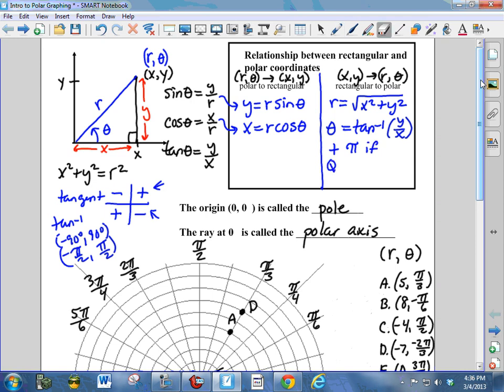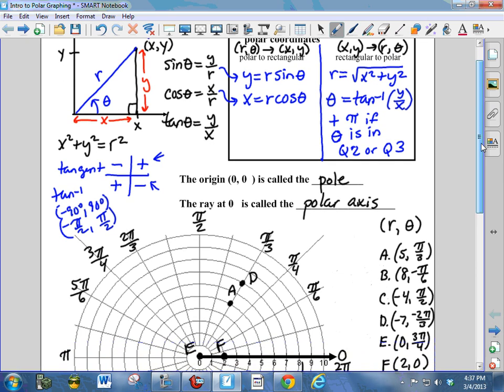So plus pi if theta is in quadrant 2 or quadrant 3. And I should say is in, not in. So I'll change that. That wouldn't have been a half point anyway. Get over it. All right.